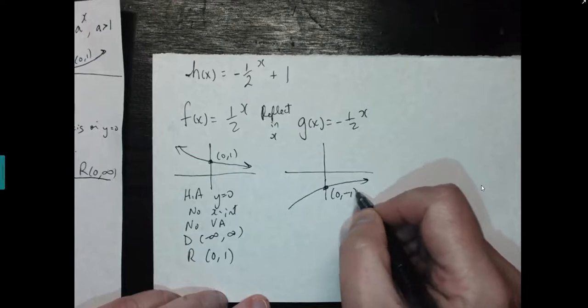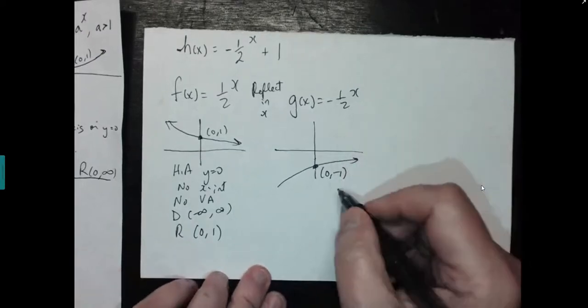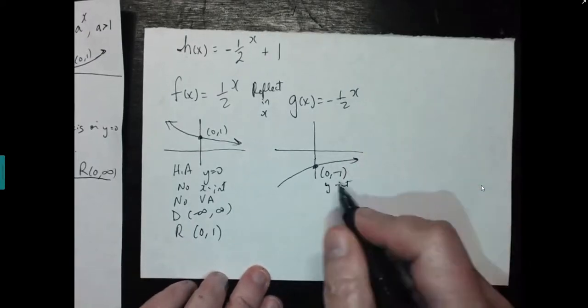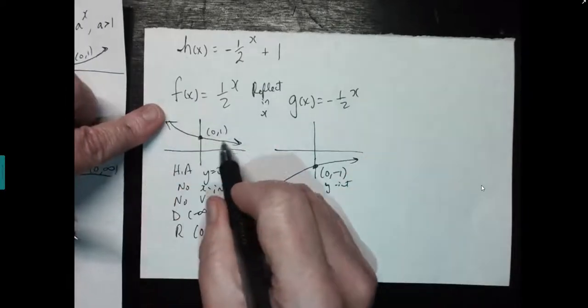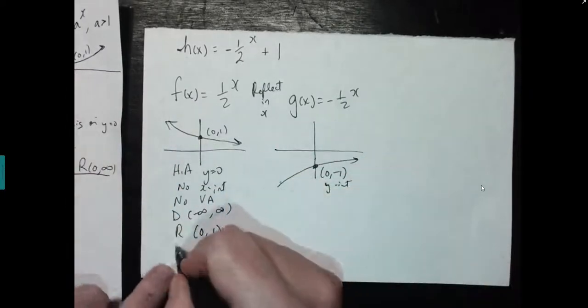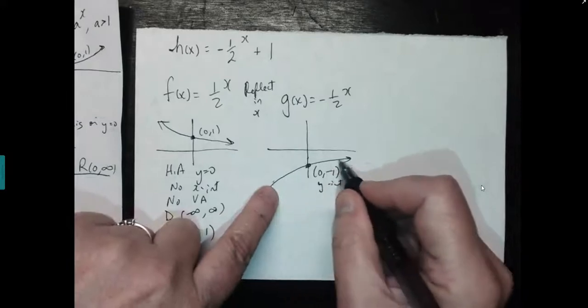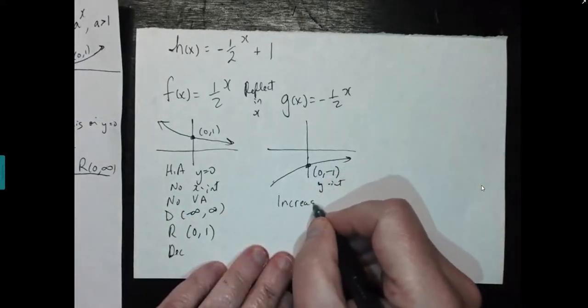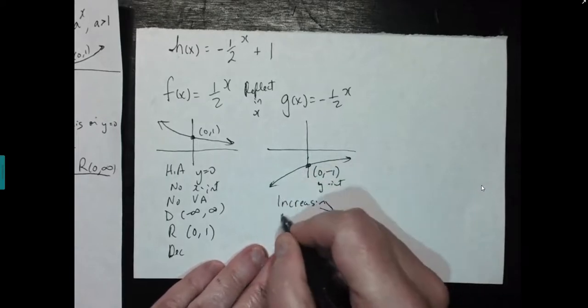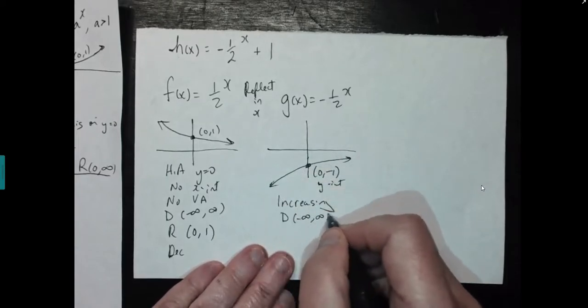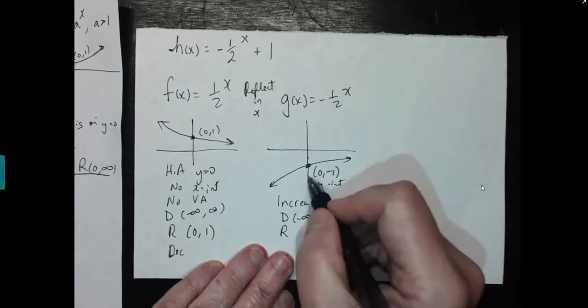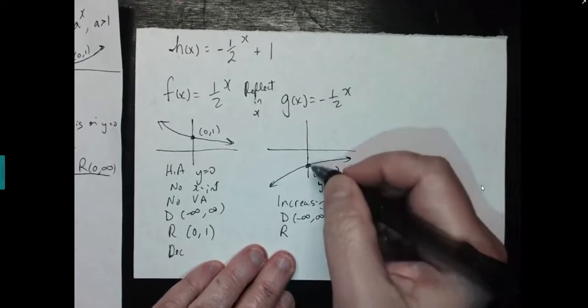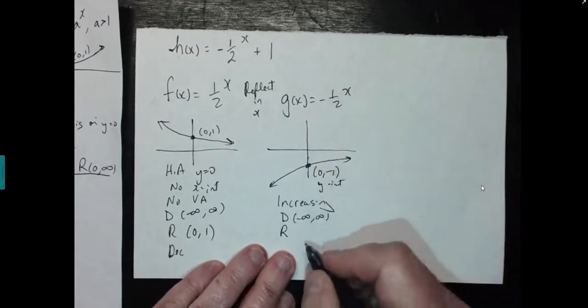So my y-intercept is (0, -1). Here it was a decreasing function, but now it's an increasing function. As I move left to right, I'm going uphill. The domain is still the same, negative infinity to positive infinity. The range, well, I use the y-axis to go from bottom to top. There is no bottom.